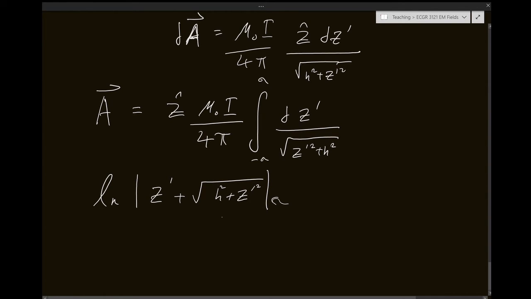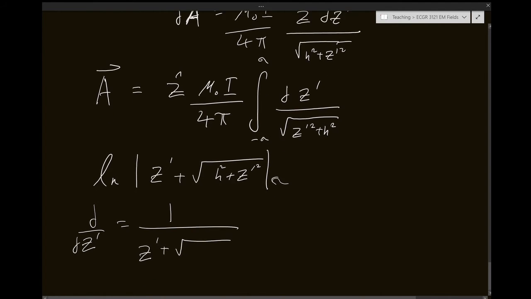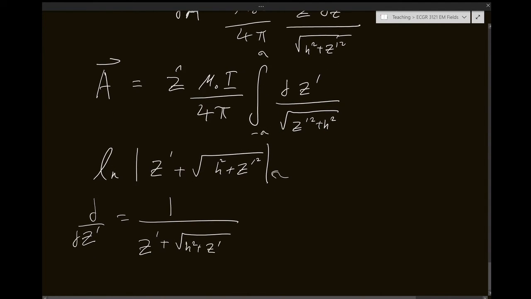And then we can verify that this is correct. So how do I verify this is correct? Let me take d by dz prime of this, right? I end up with 1 over z prime plus square root of h squared plus z prime squared, where I'm assuming I'm taking the derivative for a region where this is positive. This is the derivative of the ln, and then the derivative of what's inside the ln. So this gives me 1 plus the derivative of the square root, which is 1 over 2 square root of h squared plus z prime squared, and then the derivative of what's inside the square root, which is going to be 2 z prime. 2 cancels with 2, and I end up with this expression.